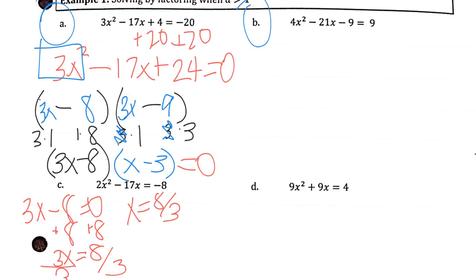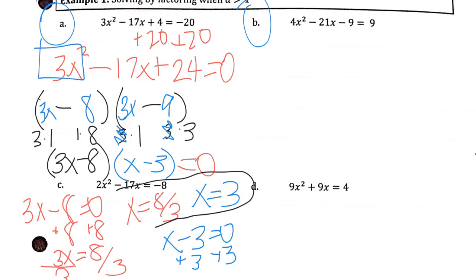However, I will also do the same thing for x minus 3. I'll add 3 to both sides. So x is equal to a positive 3. So my two answers for letter A are x is equal to 8/3 and x is equal to 3.